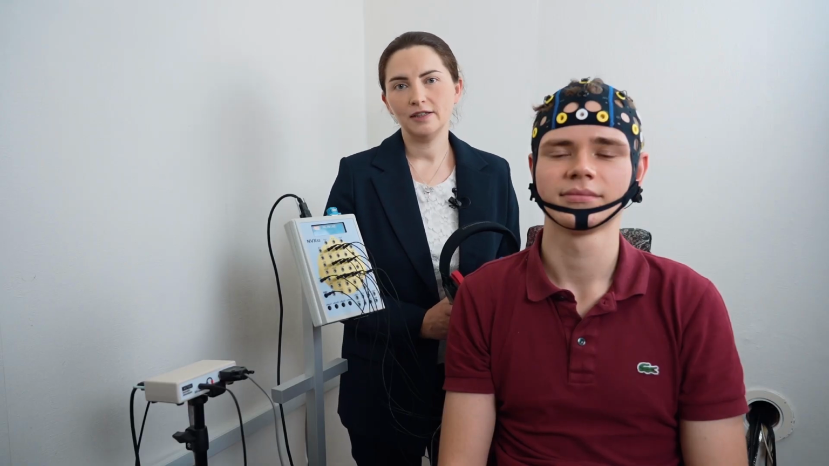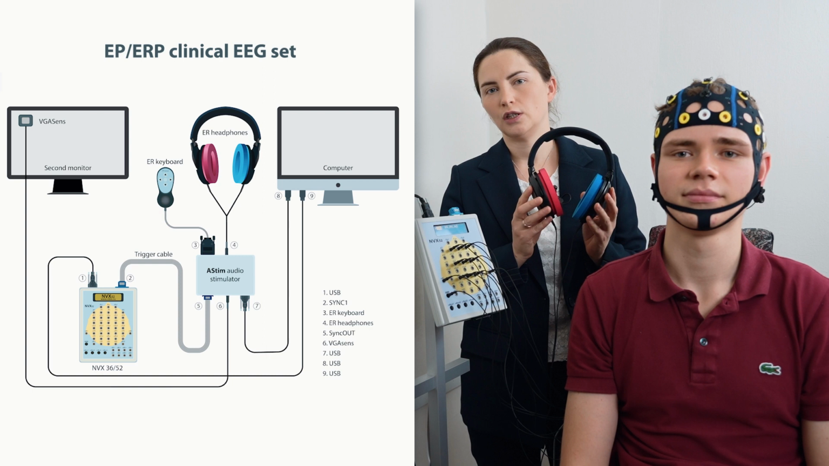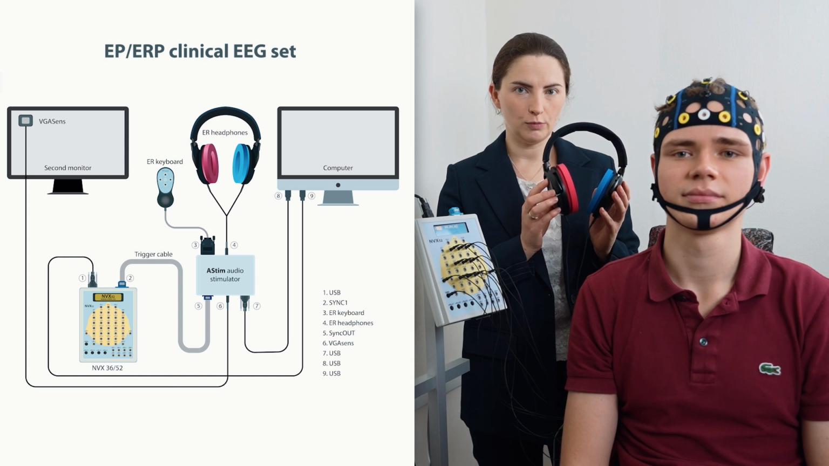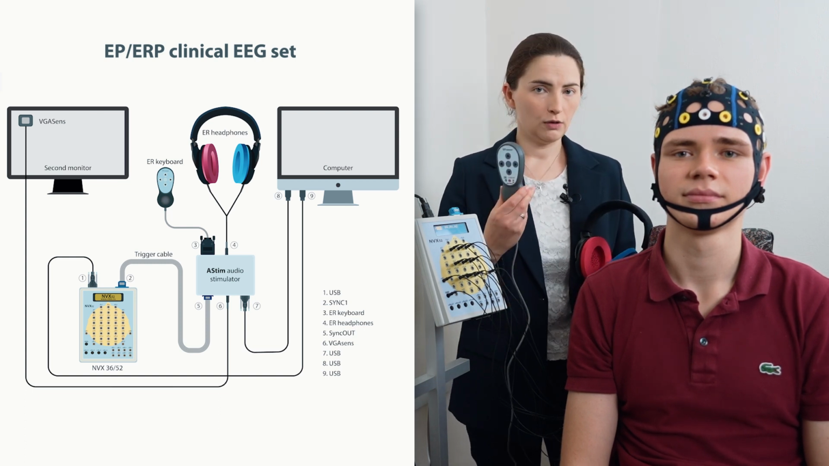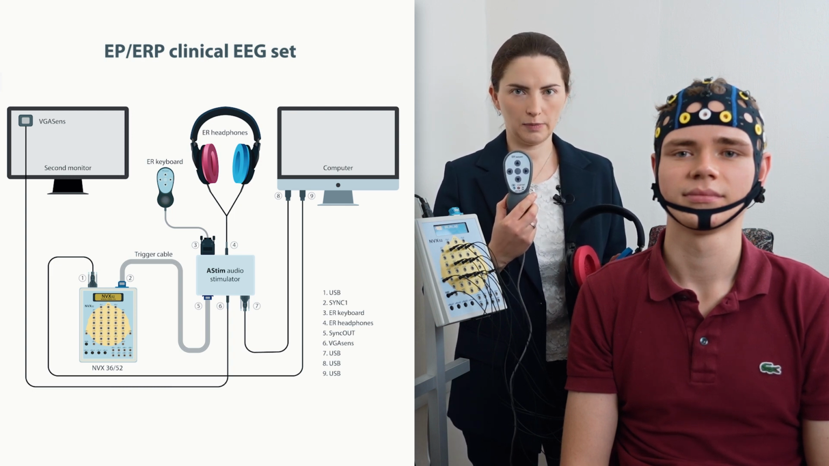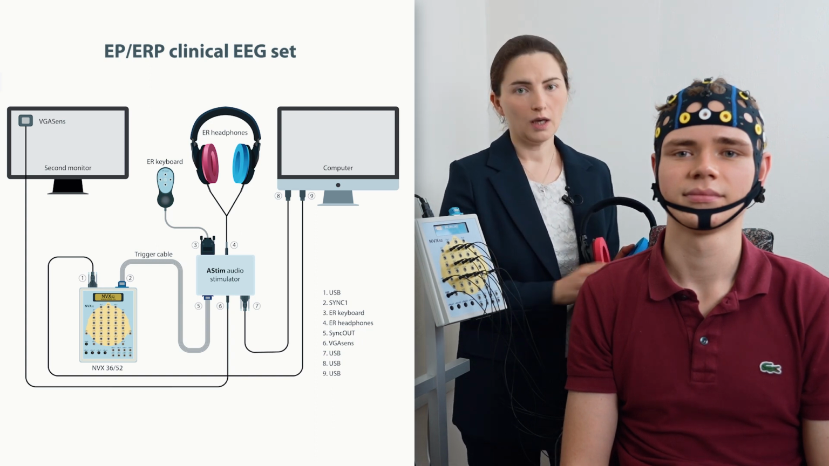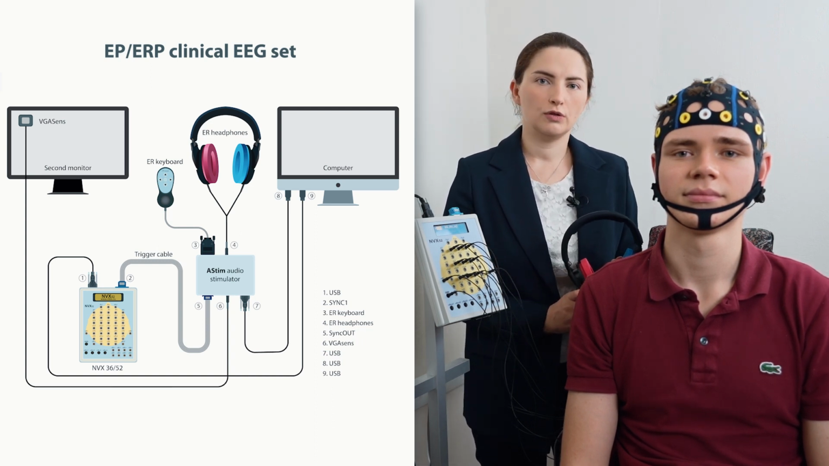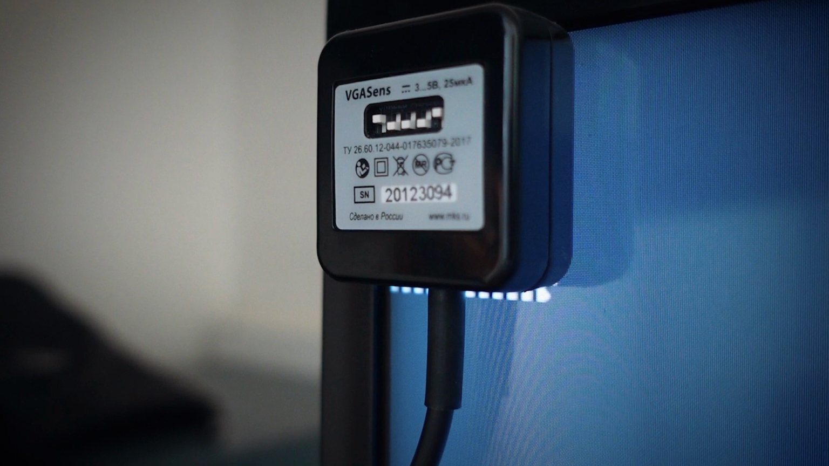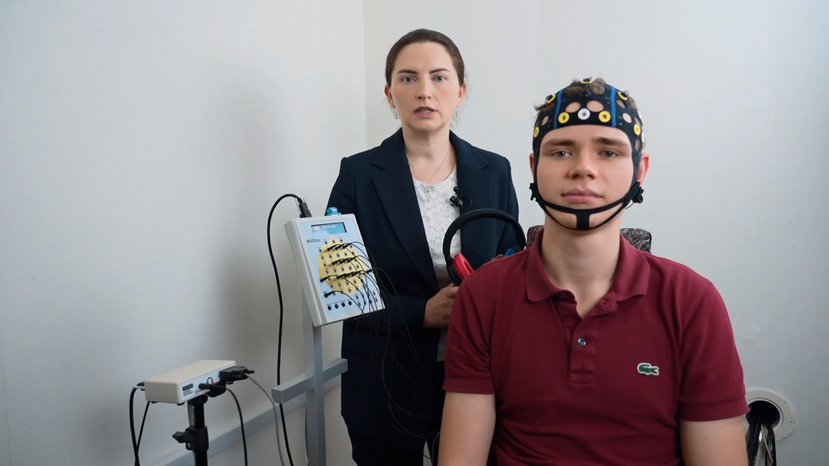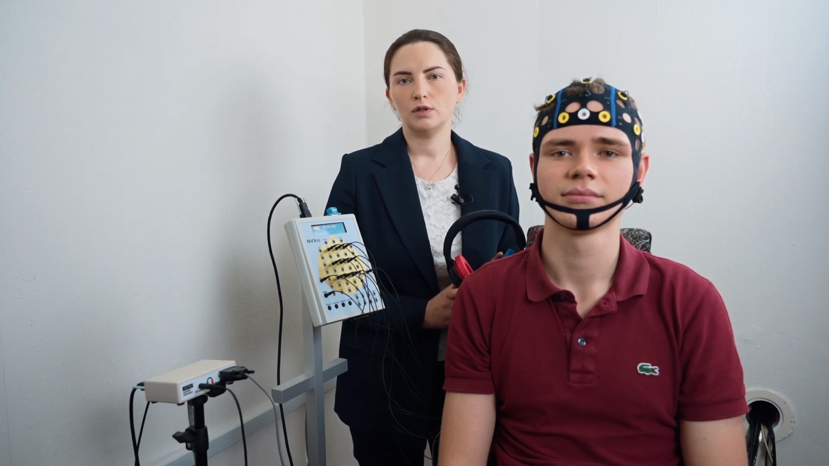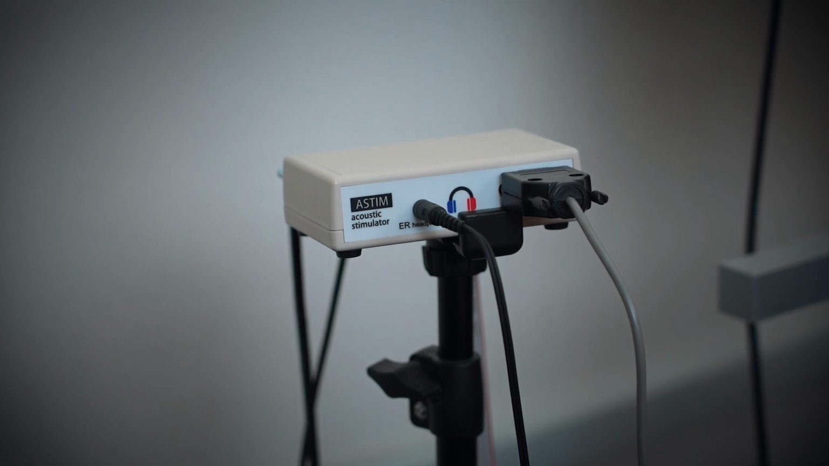Also, during the examination, we need headphones, through which we will give sound signals to our subject. These would be warning stimuli. The remote control, which will be used by the subject to press the button in time to stop the unpleasant flickering images. And we should also make sure that we have the VGA sense light sensor connected, which will be triggered every time the screen lights up. It will give a marker that will be recorded along with the electroencephalogram. All these devices must be connected to a special unit, STEAM.